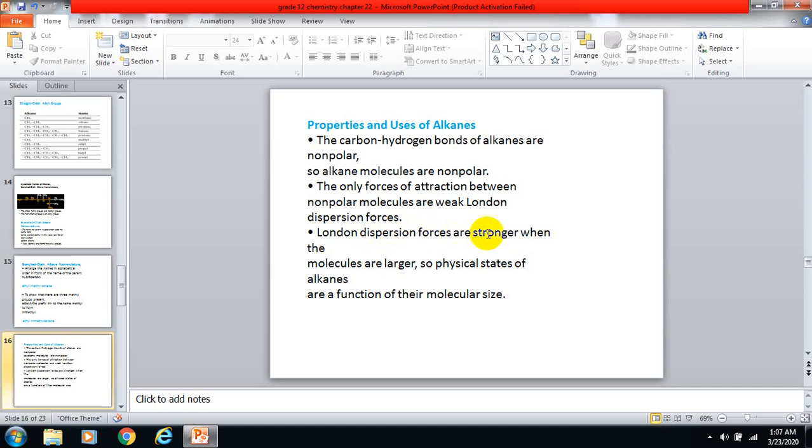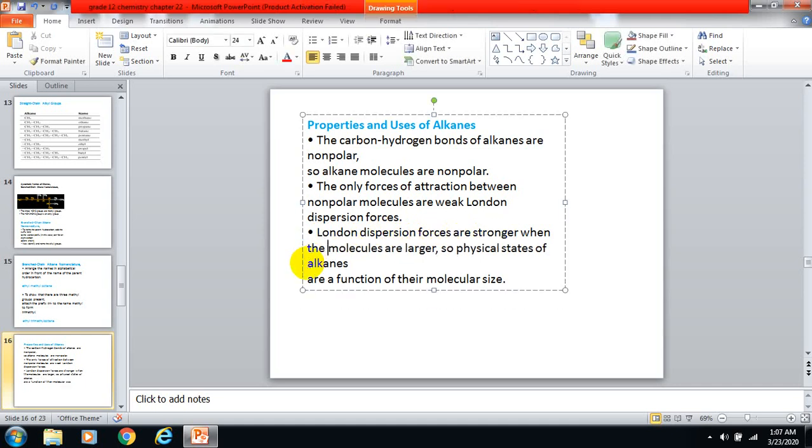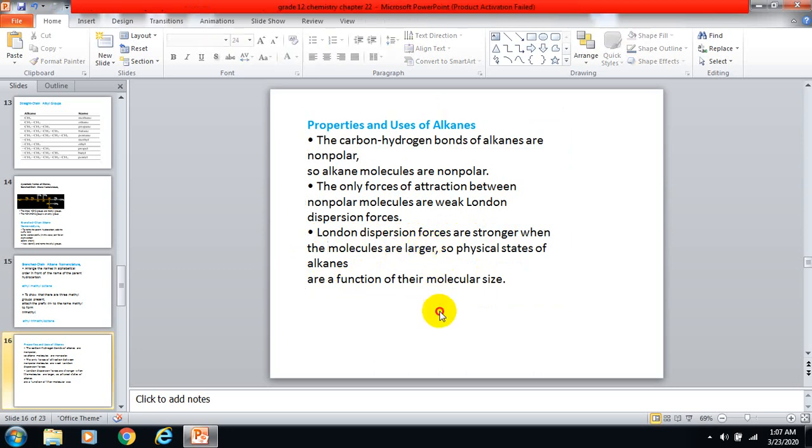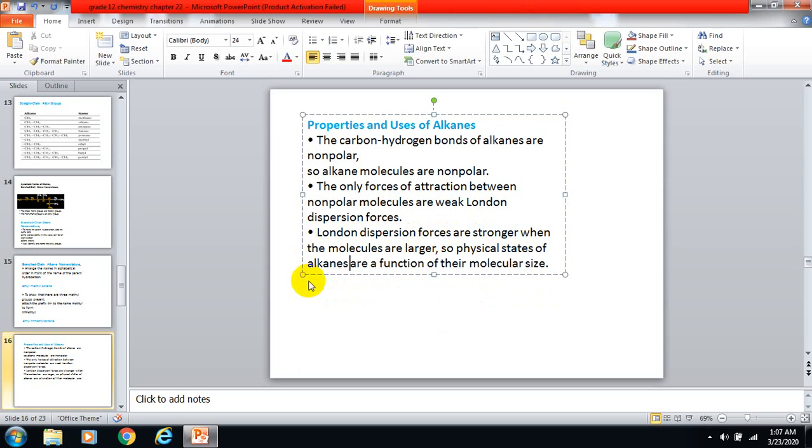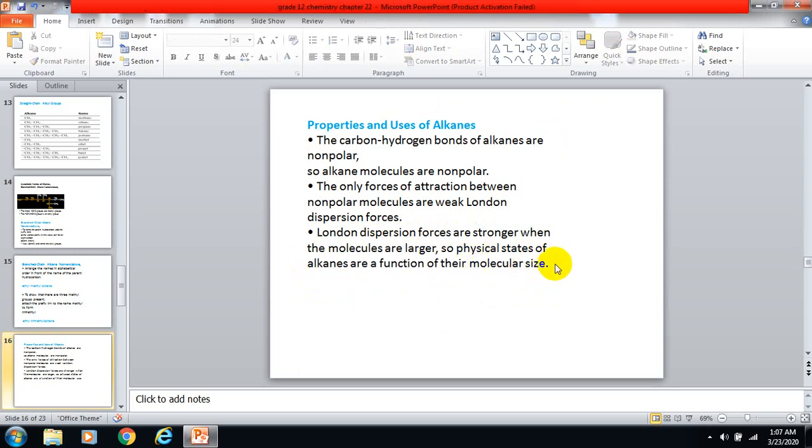London dispersion forces are stronger when the molecules are larger. So the physical states of alkanes are a function of their molecular size, like it depends on the molecular size. London dispersion forces are considered weak forces, but they become strong enough for larger molecules, as the molecular size becomes larger.